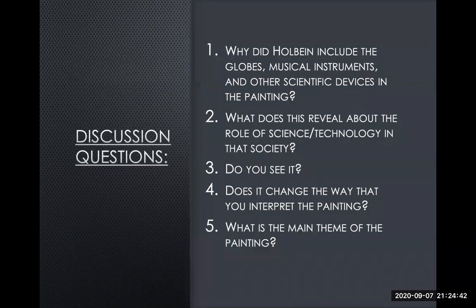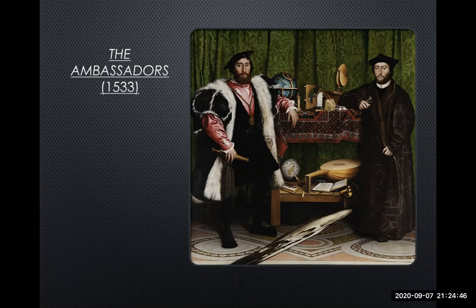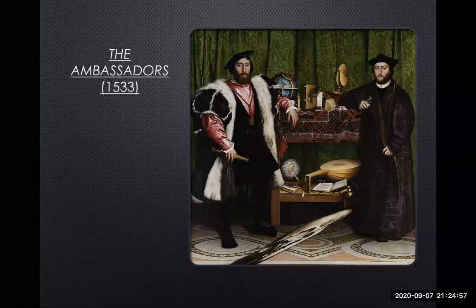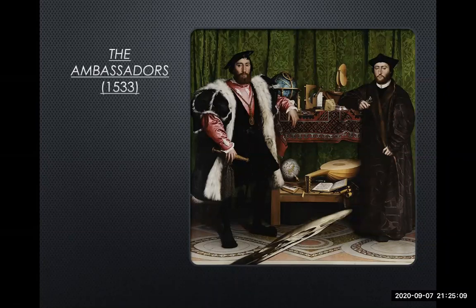So question 4, does it change the way that you interpret the painting? I think it has to. We have here this image that's hidden in plain sight that's dominating the painting in a way and really forces us to think not just about the nobles at this moment with their scientific devices, but also the idea that all of science, all of knowledge can't help you when it comes to death. It can't help you as you have to face this fact of life, the fact that life will end, the fact that we are doomed to die as well.